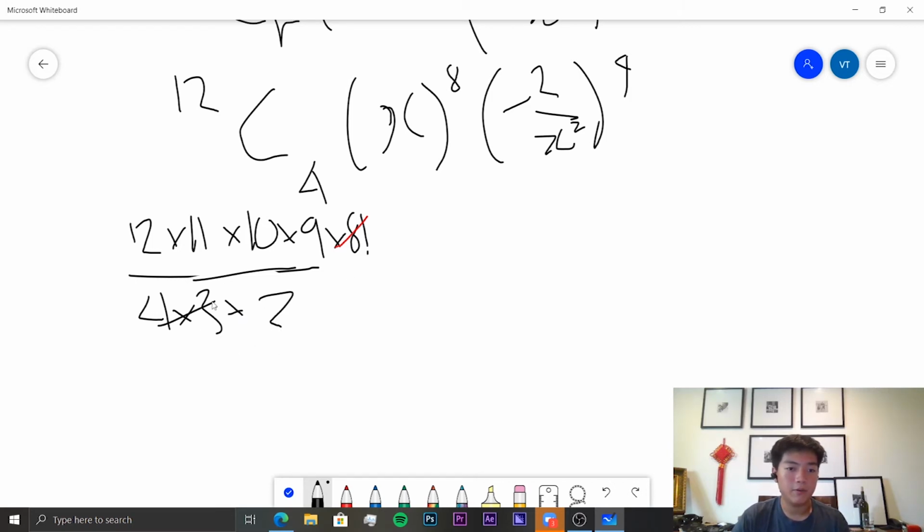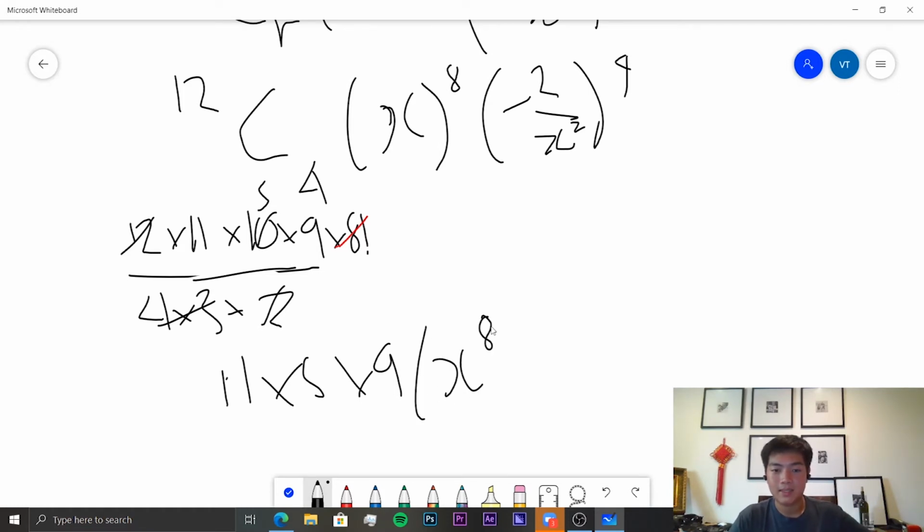What can we do here? We know 4 times 3 is 12, and we know 2. So we've converted this into 11 times 5 times 9 times x to the 8. But since this x to the 8 is going to cancel out with here, let's just write it out anyway. X to the 8.